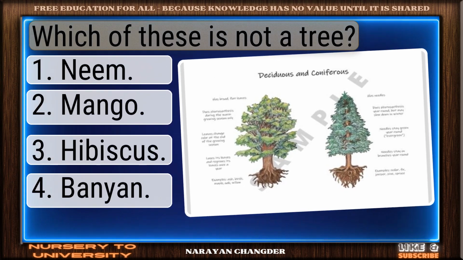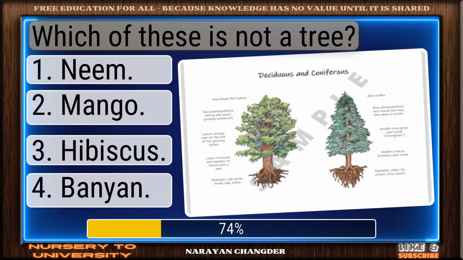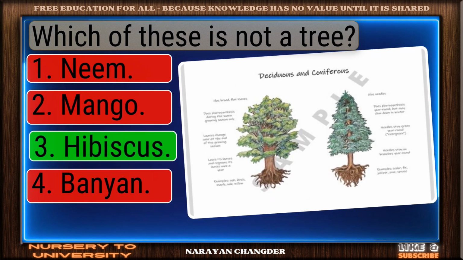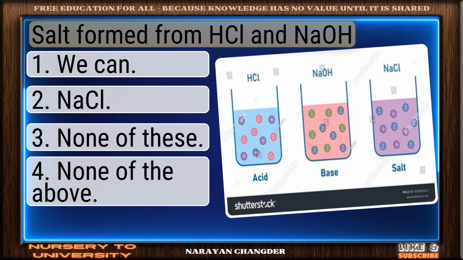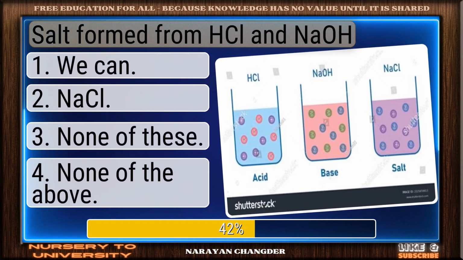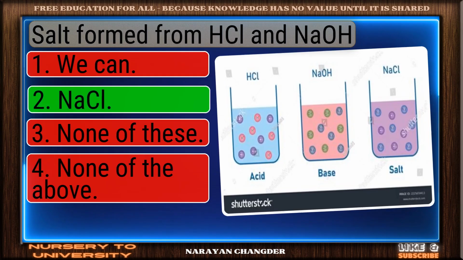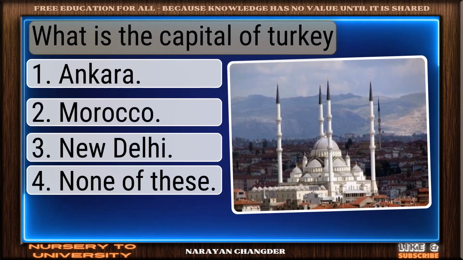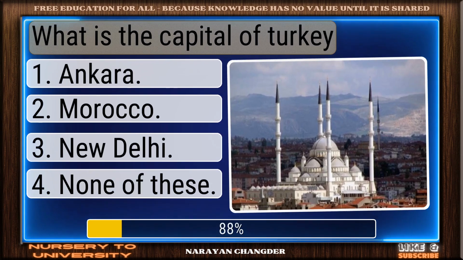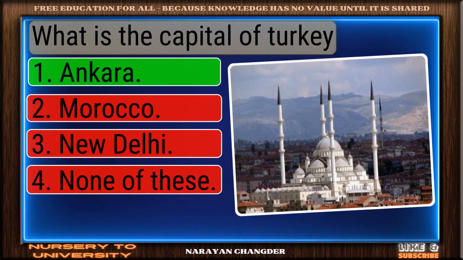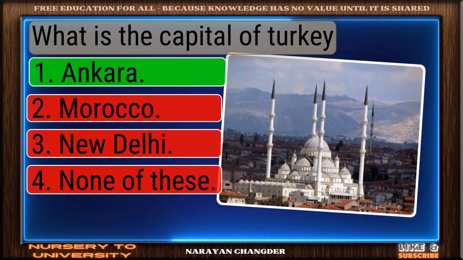Which of these is not a tree? Nice work. You chose hibiscus, and it is correct. Salt formed from HCl and now... Valid point. Nickel is true. What is the capital of Turkey? Good thinking. Ankara is the right answer.